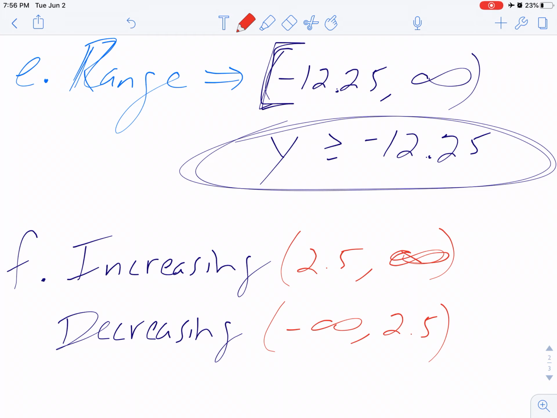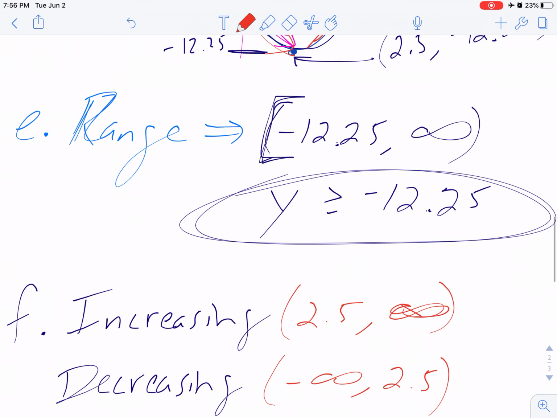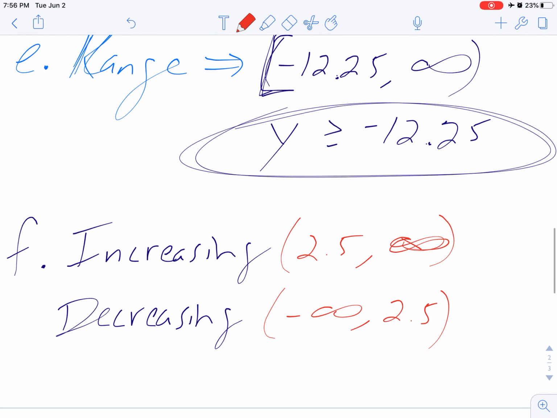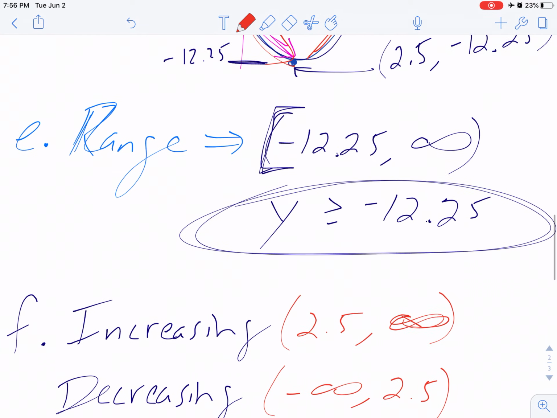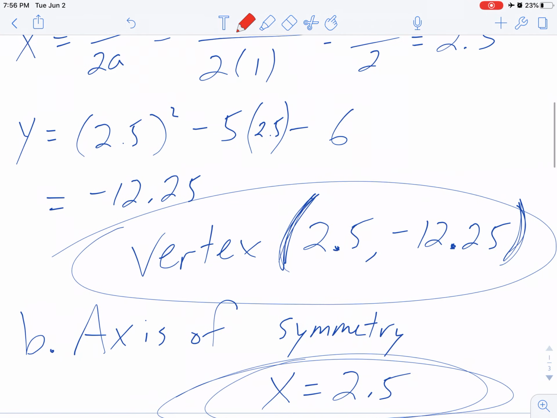So that's a very detailed example. I'll do one or two more like that, but I'm doing a lot more here than you may be asked to do in each problem in your assignment.